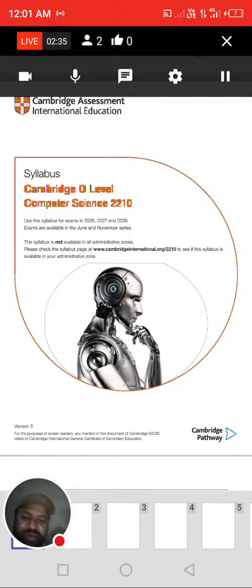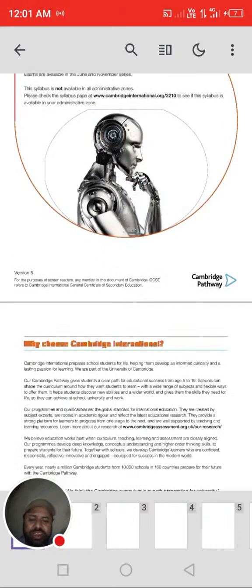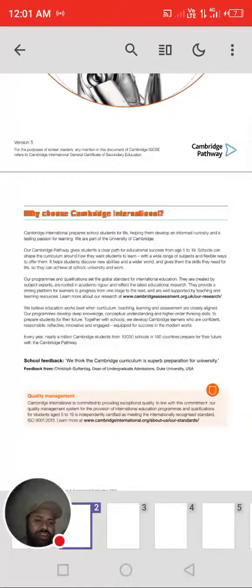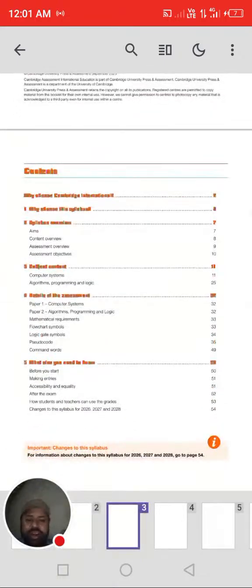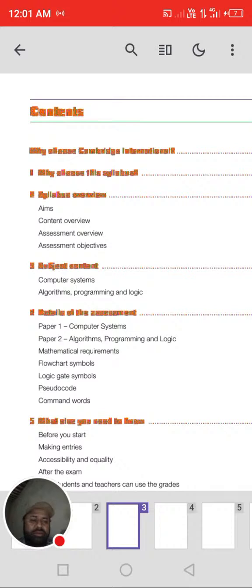So one by one, I am going to see each topic, but I am going to skip those topics which are not mandatory to mention here. I am scrolling down to the page below, and here we see, first of all, this is one. Why choose Cambridge International? I think it's in detail, in depth. I don't need to read it out, and you can read it. And basically, this is the content.